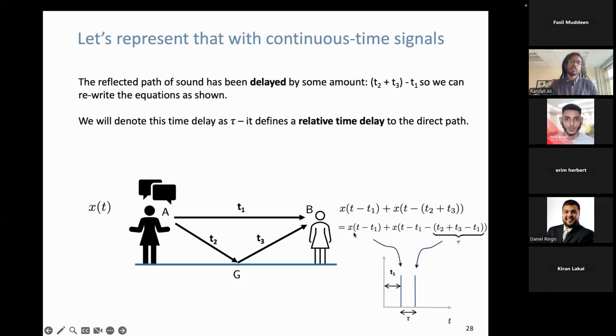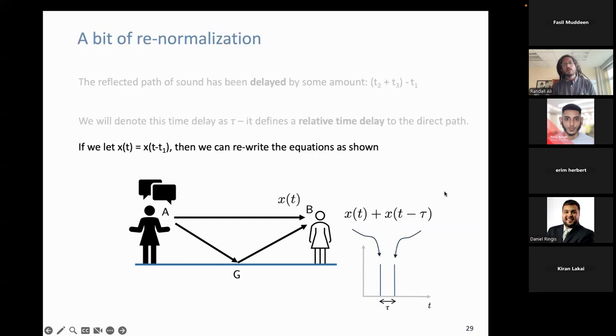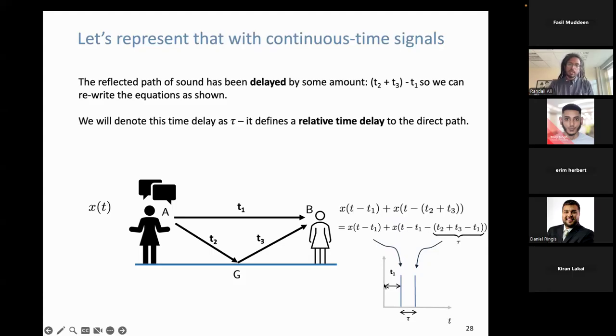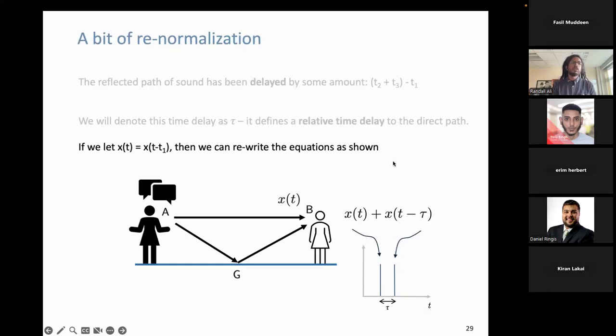And so what I have essentially here is x of t minus t1 plus x of t minus t1 minus tau. And there's one more mathematical trick we can do. Instead of considering the starting point from zero here, we make our starting point from t1. So essentially we replace x of t minus t1 with x of t. So now we represent the output of our system as x of t corresponding to this first peak, and x of t minus tau as a second peak with respect to that first one.